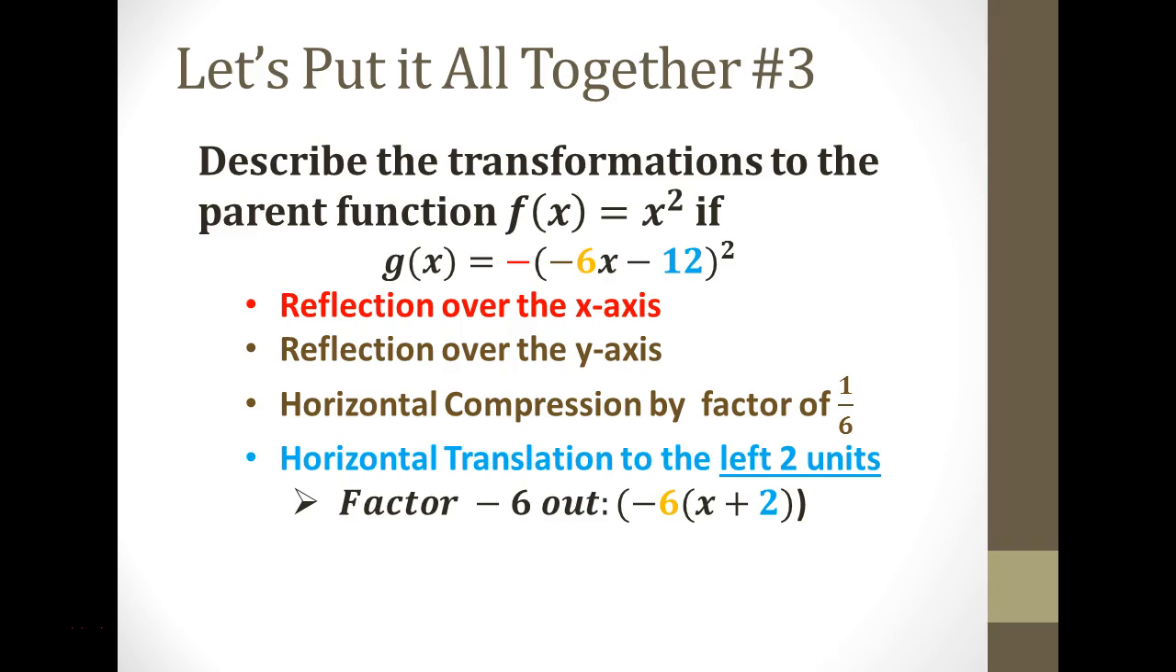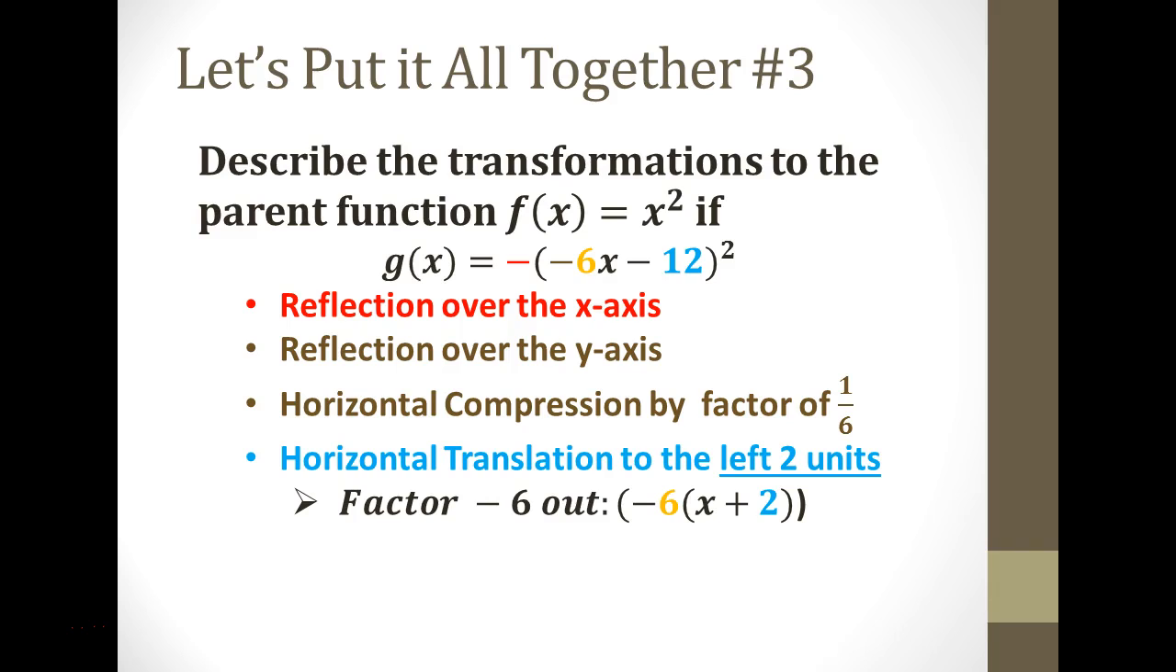Next, I have a horizontal compression by a factor of 1/6. B works a little differently than the parameter A. If B is greater than 1, I have a compression by a factor of B's reciprocal. So that's why I know I have a horizontal compression, and it's by a factor of 1/6.